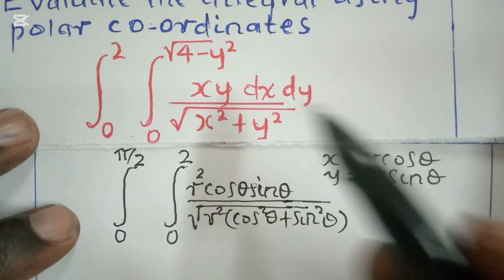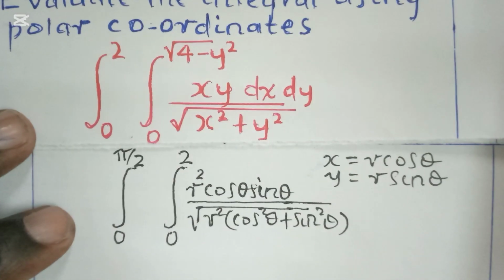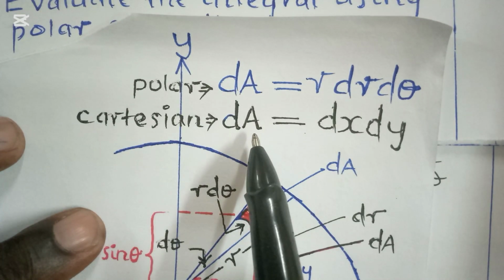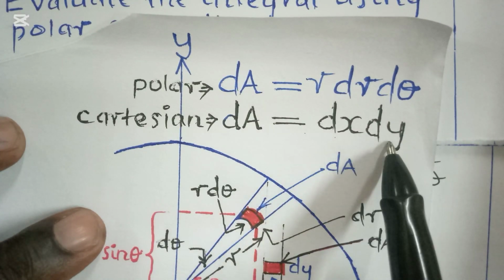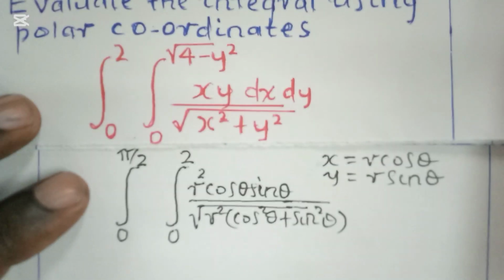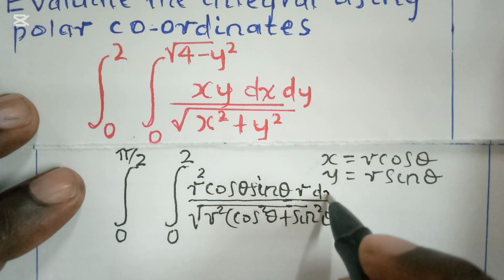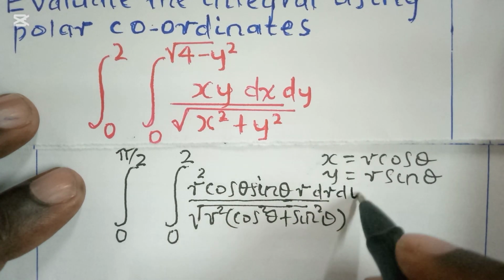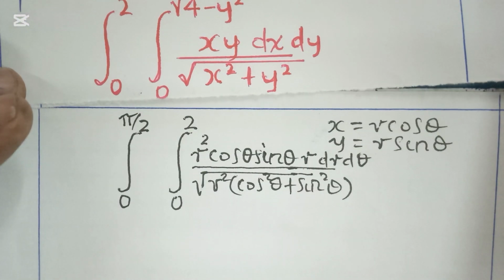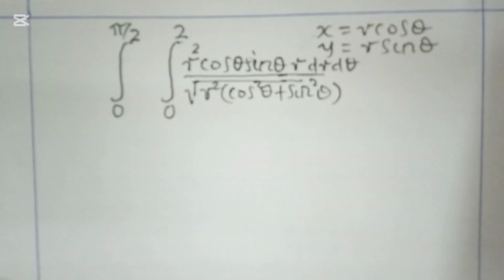And then guys, we are going to convert the dx dy into polar form, just as we have shown here, that our dA in Cartesian form is dx dy, but in the polar form is r dr d theta. So this is going to be r dr d theta, like that. So that's what we are going to have. So guys, we now come and do that question.